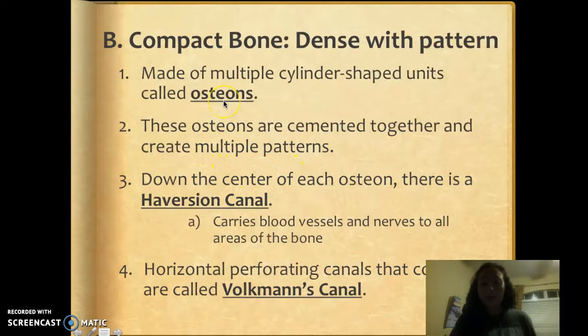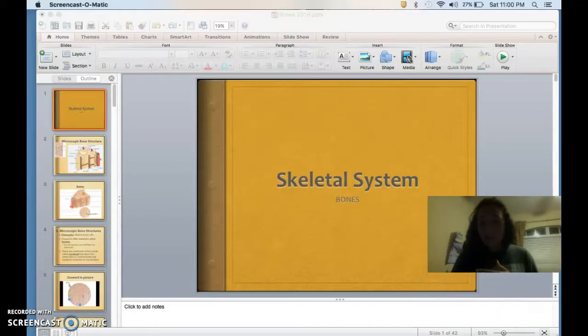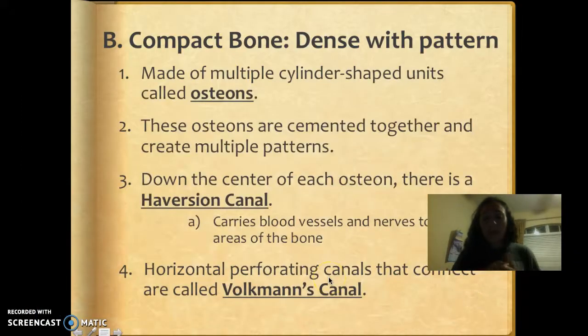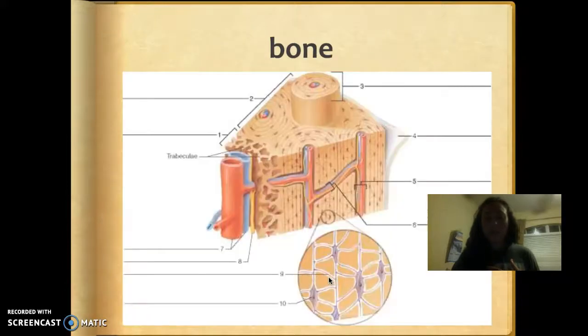Down the center of your osteon, so this will be vertical down the center, there are all these blood vessels and nerves. The hole itself is called a Haversian canal. Just like a canal, which is kind of like a passageway, that's what the Haversian canal is. Its function is to carry the blood vessels. It's out of your way, so you can see. The Volkmann's canal is going horizontal. So the horizontal perforating canals are called Volkmann's canal. Okay, so I'll show you what it looks like in the picture.